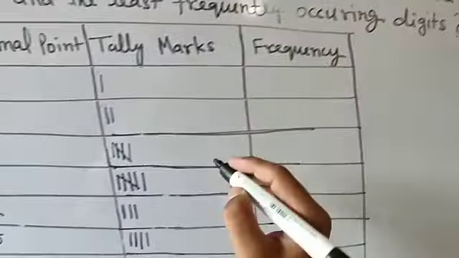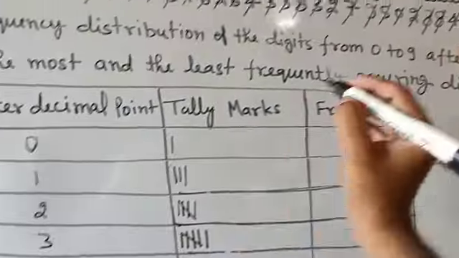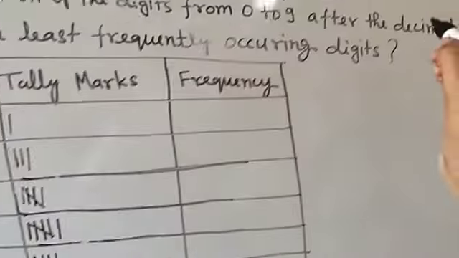Then 4, and here it is 4. Then 1, here it is 1. Then 9, and here it is 9. For the fifth you will cut it.